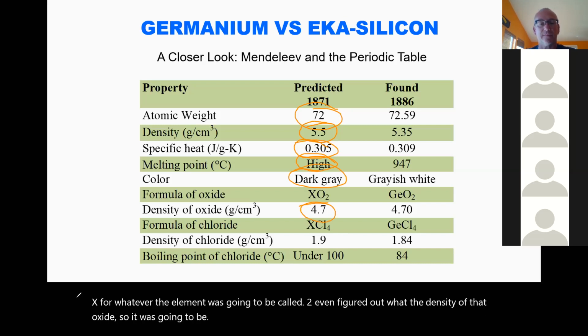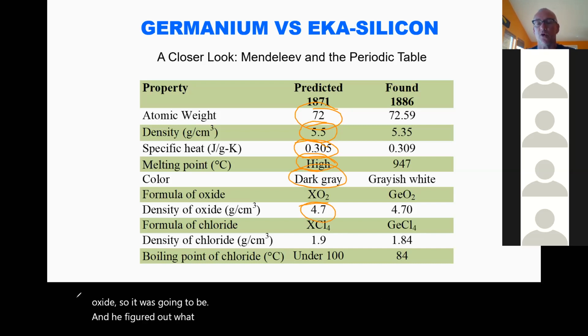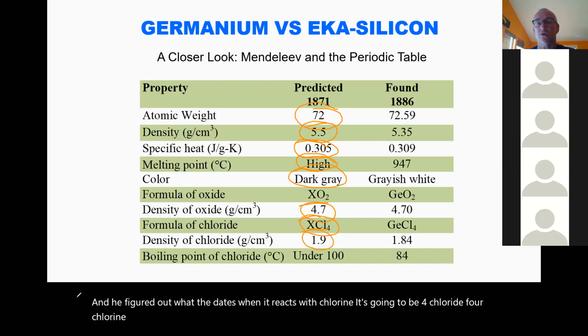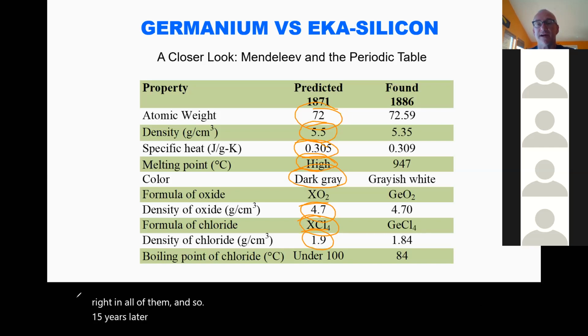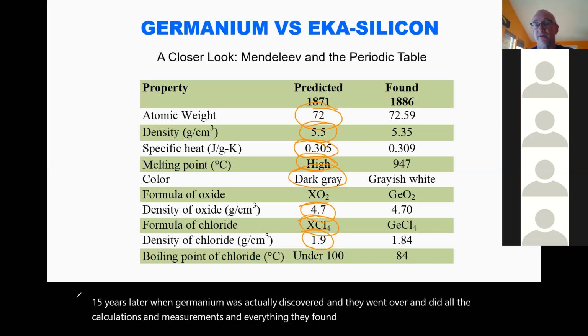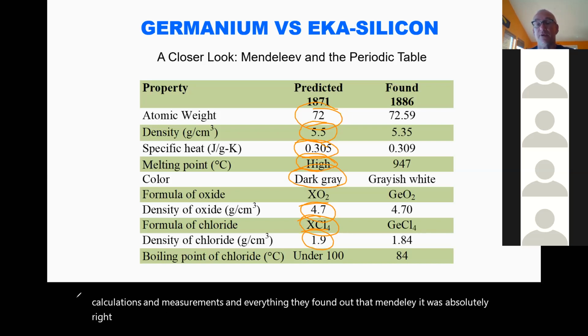And he figured out that when it reacts with chlorine, it's going to have 4 chlorine atoms, and this is what the density of the chloride is going to be. And he was exactly right in all of them. And so 15 years later, when germanium was actually discovered, and they went over and did all the calculations and measurements and everything, they found out that Mendeleev was absolutely right about everything he predicted.